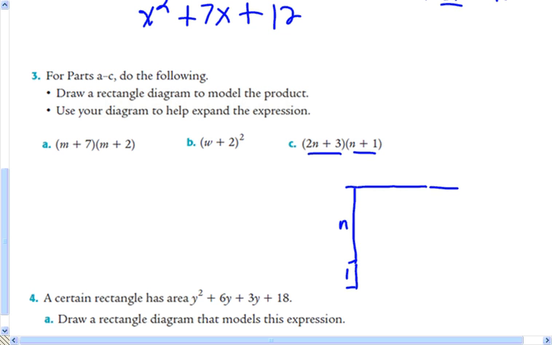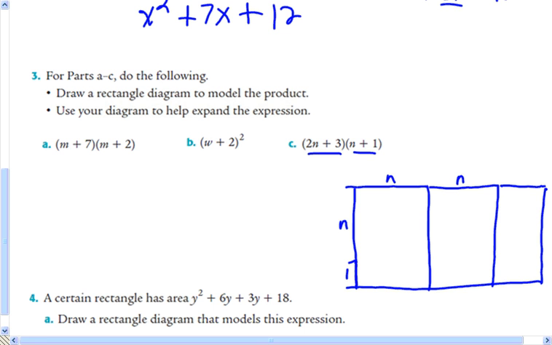Then another n. So there's an n and there's an n, and then plus 3, so we have one more piece on this, a little bit longer than that other piece that was 1. And then I get a rectangle, and I can split it up accordingly from my parts, and it looks like that. And then it says use your diagram to help expand the expression.